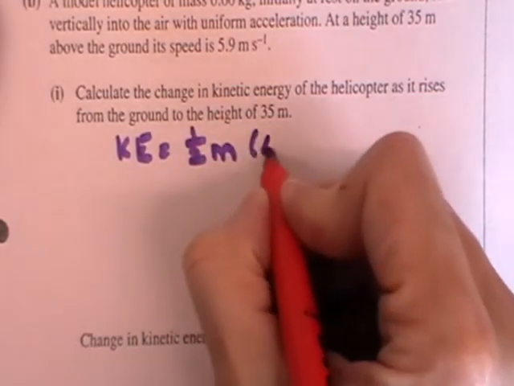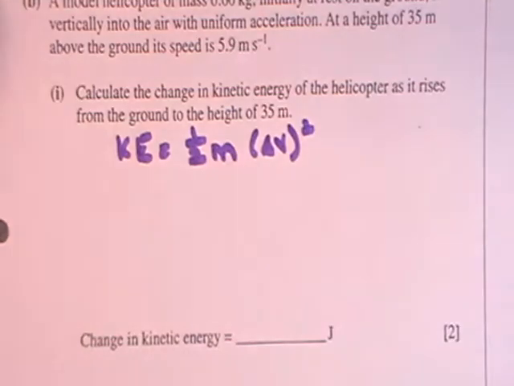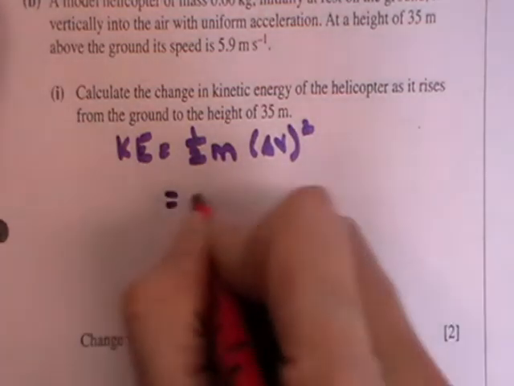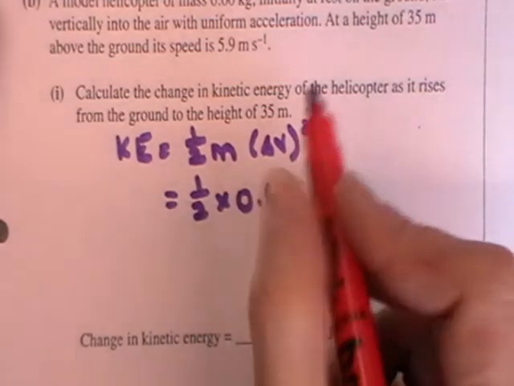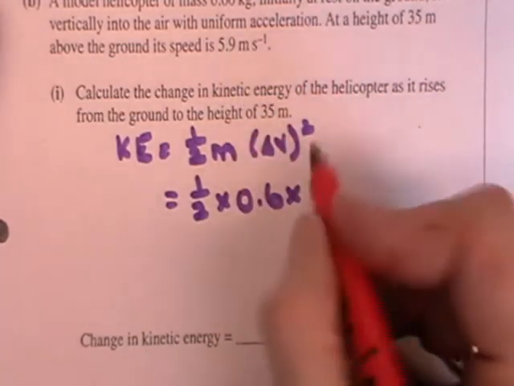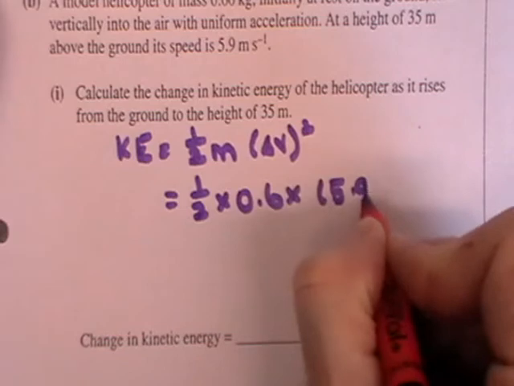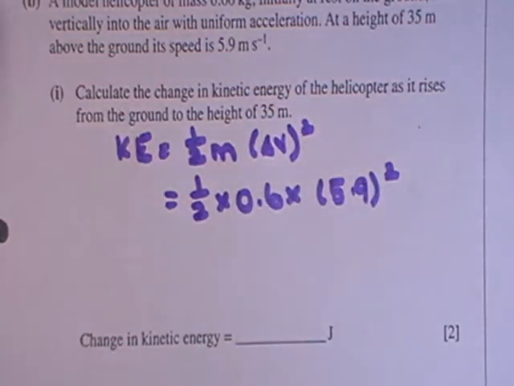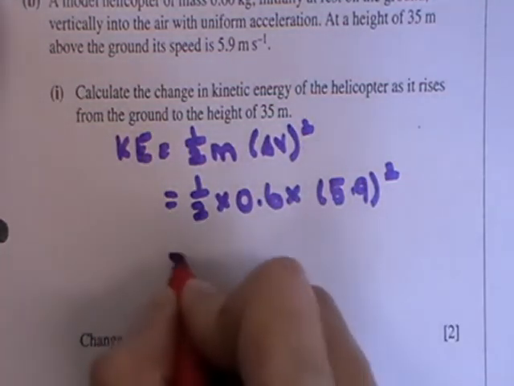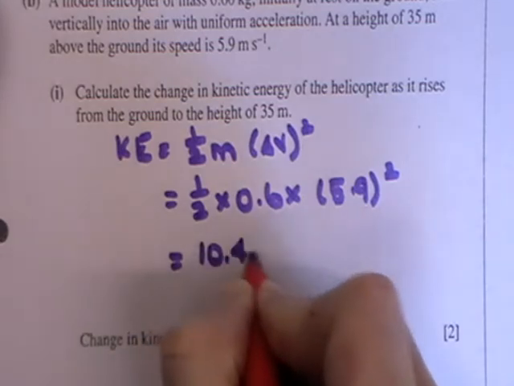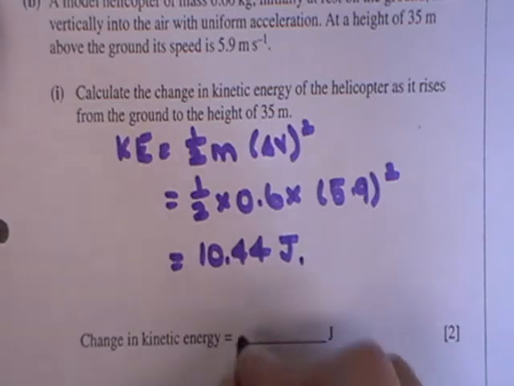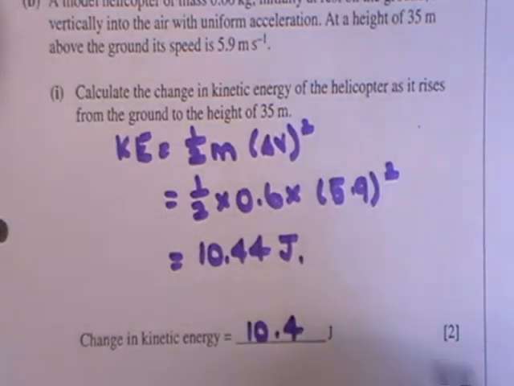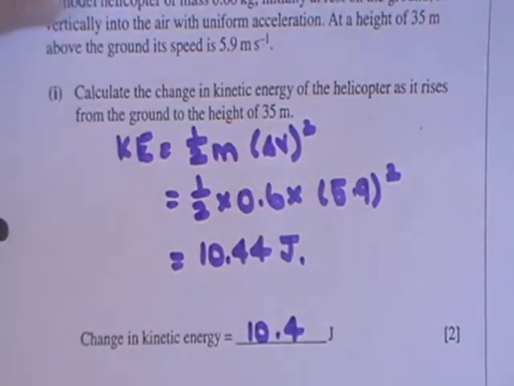And we're just going to say delta v squared, as in the change. So that's a half times the mass, which is 0.6 kilograms, and the change in v goes from 0 up to 5.9, so it's 5.9 squared. And that gives you an answer of 10.44 joules. So 10.4 joules is your answer.